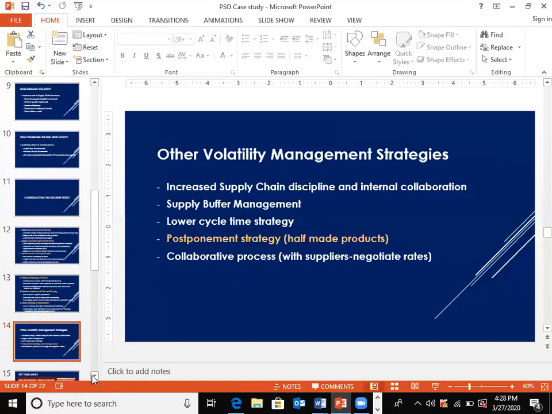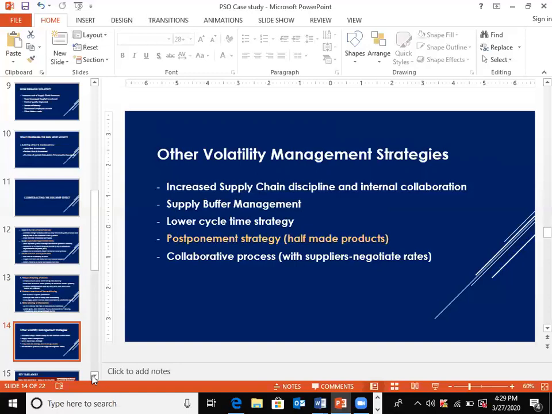The second is supply buffer management. You definitely need to keep some safety stock wherever you are along the supply chain, but how much is something you need to determine. You don't want to keep too much stock because your money is going to get stuck, but you don't want to keep too little stock either. So it's very important to have good supply buffer management policies in place, and to think that through well in advance.